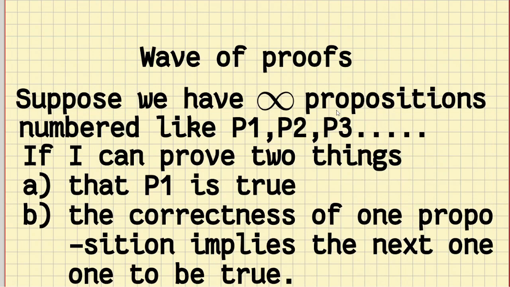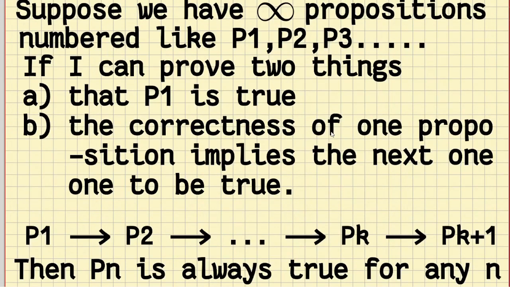And if I can prove two things, that P1 is true, and by P1 is true I mean that I strike the first domino and it falls. And the correctness of one proposition implies the next one to be true. That means that if the previous domino falls, the next one will fall too. And if I am able to prove that the first one will fall, and if one domino falls then the next one will fall too, then that automatically means that all dominoes will fall.